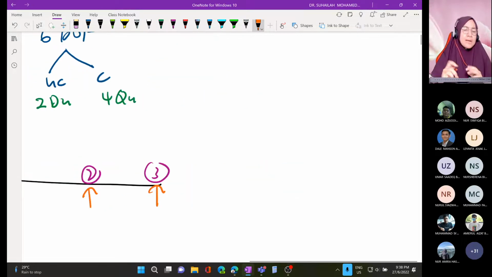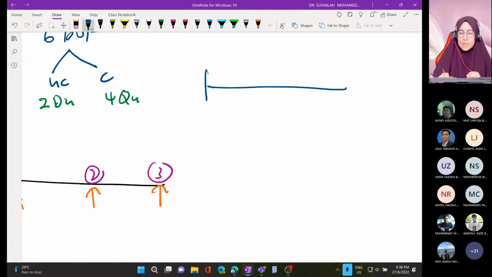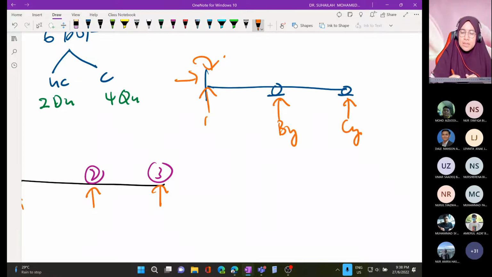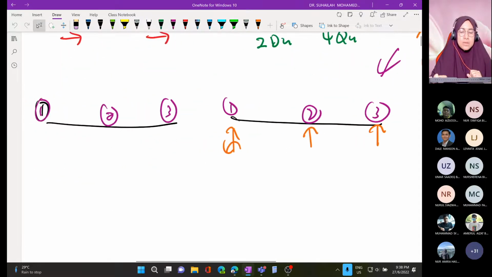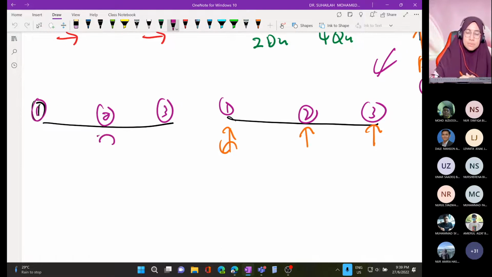This is the easiest way. Compare with the free body diagram that you have learned previously. So this is BY, this is CY, this is AY, this is MA, this is the conventional way. This is AX. We count this as 2, this as 1, this as 1, and transform into this. So we get 4 and 2.